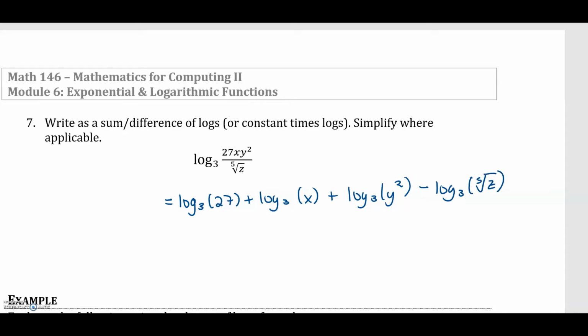Now we can take each of the exponents within the logarithm and pull that exponent out front of the log. And that only applies to the last two terms. So these last two terms we can express as 2 times log base 3 of y minus 1/5 times log base 3 of z. Our first term can be further simplified because 27 is 3 to the power of 3, so log base 3 of 27 simplifies to 3, plus log base 3 of x.